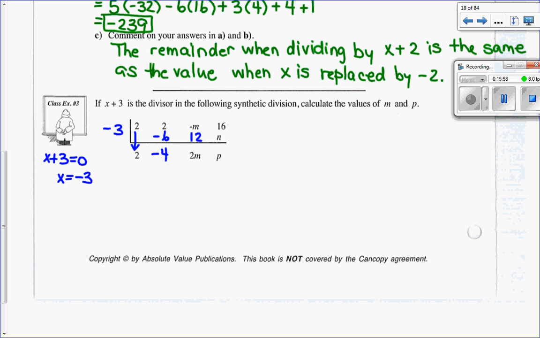Okay? So what I know is that if I take this column here, I can figure this out. Negative m plus 12 would give me 2m. Okay, so then I just use regular algebra to solve for m. So I'm going to add 1m to this side and add 1m to this side. So I've got 3m equals 12. So m equals 4.